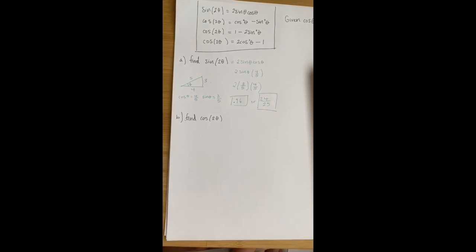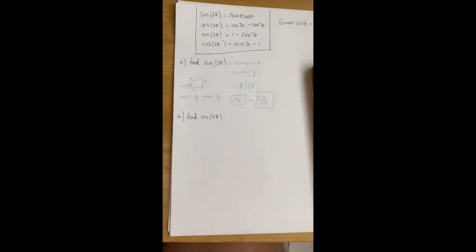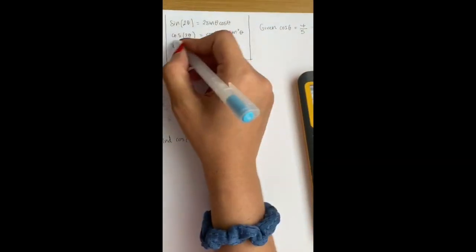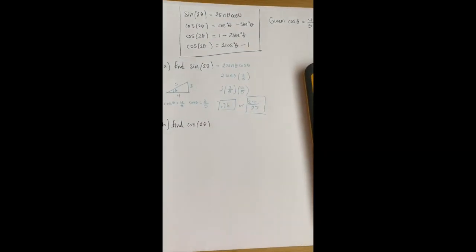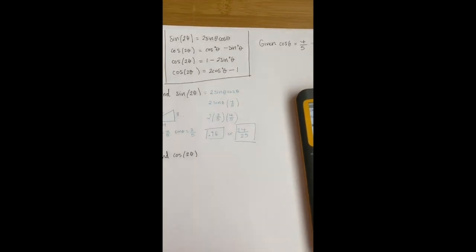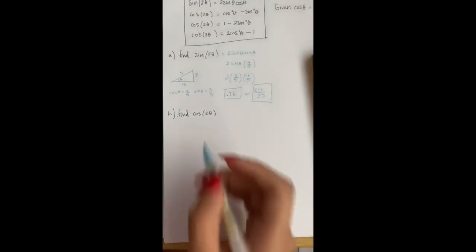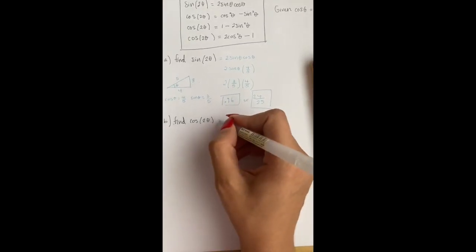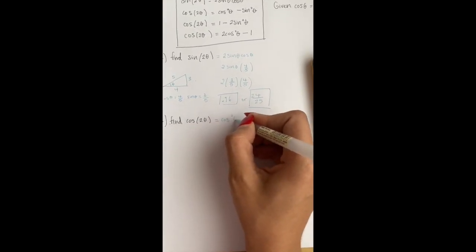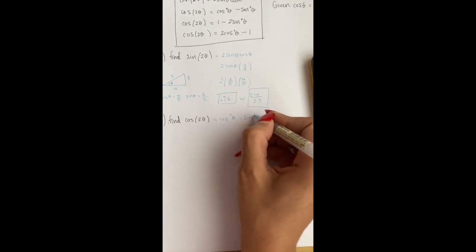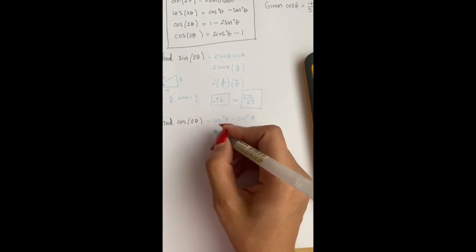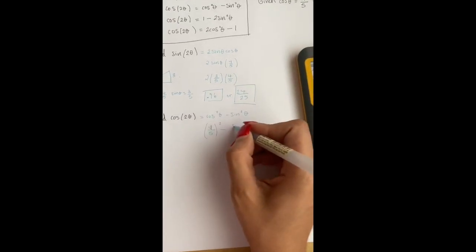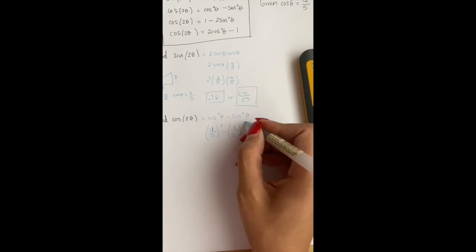Now let's do cosine 2 theta. There are multiple ways to solve this problem. So let's start first with plugging it into this first equation. Our given is cosine is 4/5, and we know that sine is 3/5. So we are using that first cosine equation, cosine squared theta minus sine squared theta.